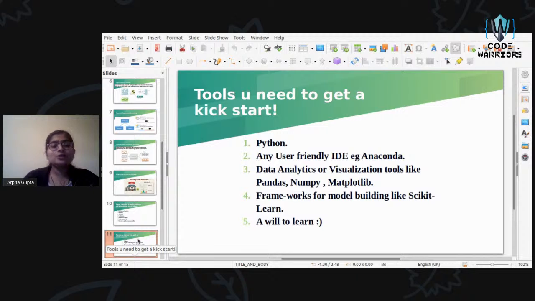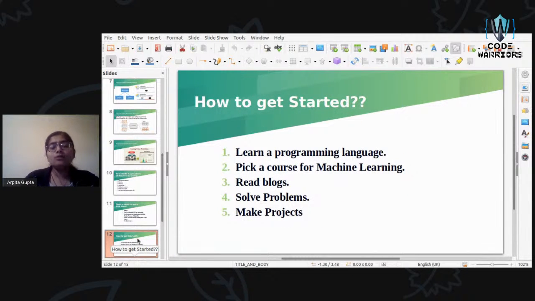And the last tool which you need would be a will to learn, I would say, because at the end of the day you really need a will to learn. If you're learning something, you're updating something, you need to work hard, and you need to have that will to learn. So these are some of the tools which you will need to get started with machine learning. And yeah, how to get started?